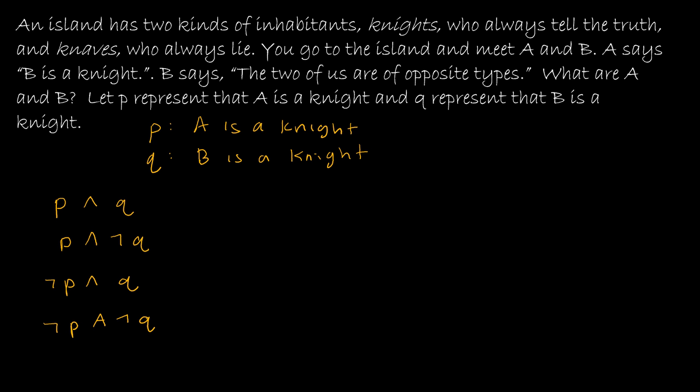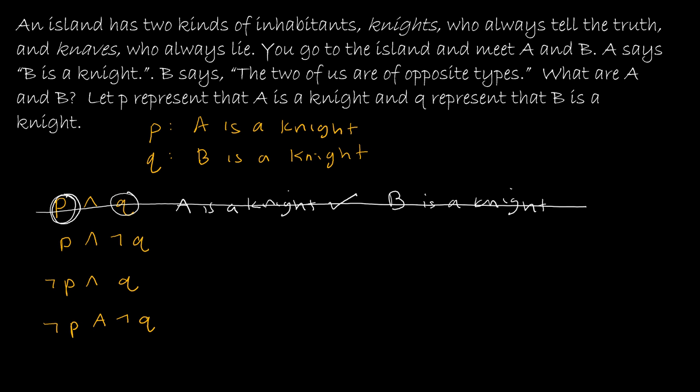Let's start by assuming this is true. We go to the island, we meet A and B. A says B is a knight. We're saying P is true, so A is a knight, and A says that B is a knight. Okay, so that works out for A's statement. B says the two of us are of opposite types. So are P and Q of opposite types? No, because A said that B is a knight. But if B is telling the truth and they're of opposite types, then this logically doesn't work, because B can't be a knight and be telling the truth about A and B being different. So it doesn't work.